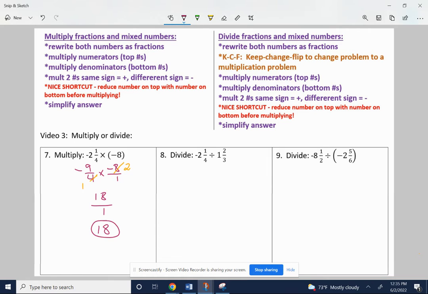Okay, the next problem is a divide. You still want to make sure they're both fractions before you do anything else with these. Notice we haven't done anything with common denominators. You don't need a common denominator when you multiply and divide. But I do need to make these both into fractions first. 2 times 4 plus 1 again is 9/4. Keep it negative. 1 times 3, add 2 is 5. So that's going to be 5/3.